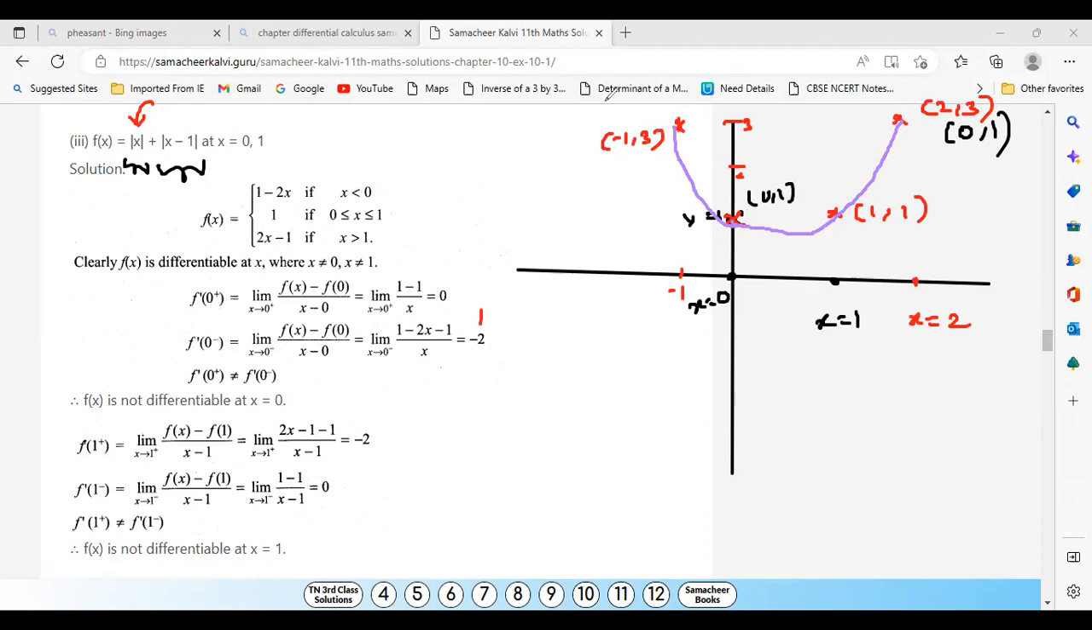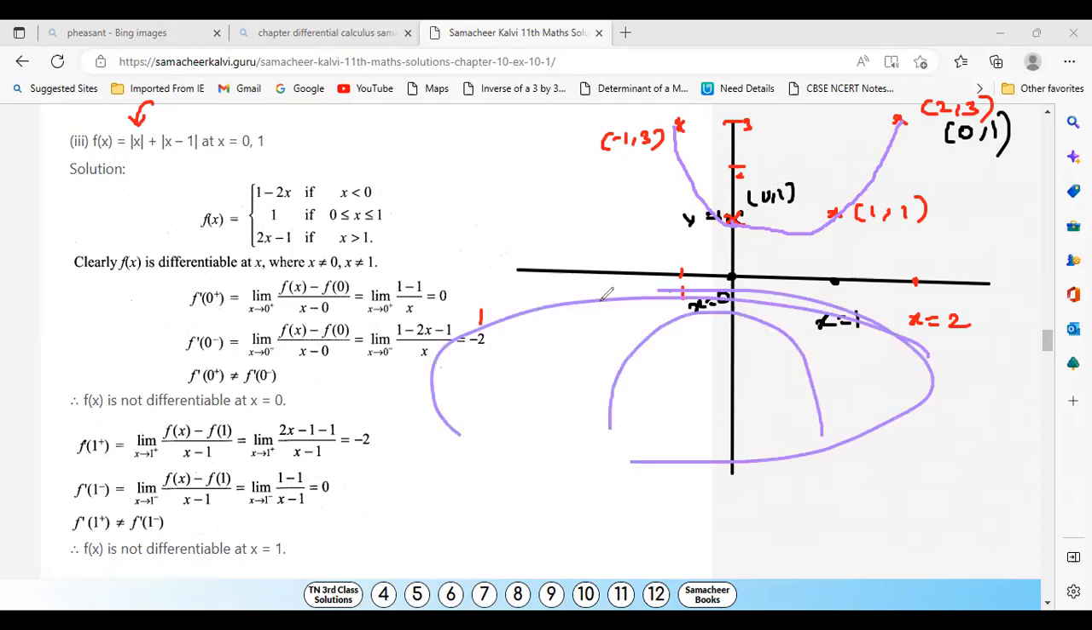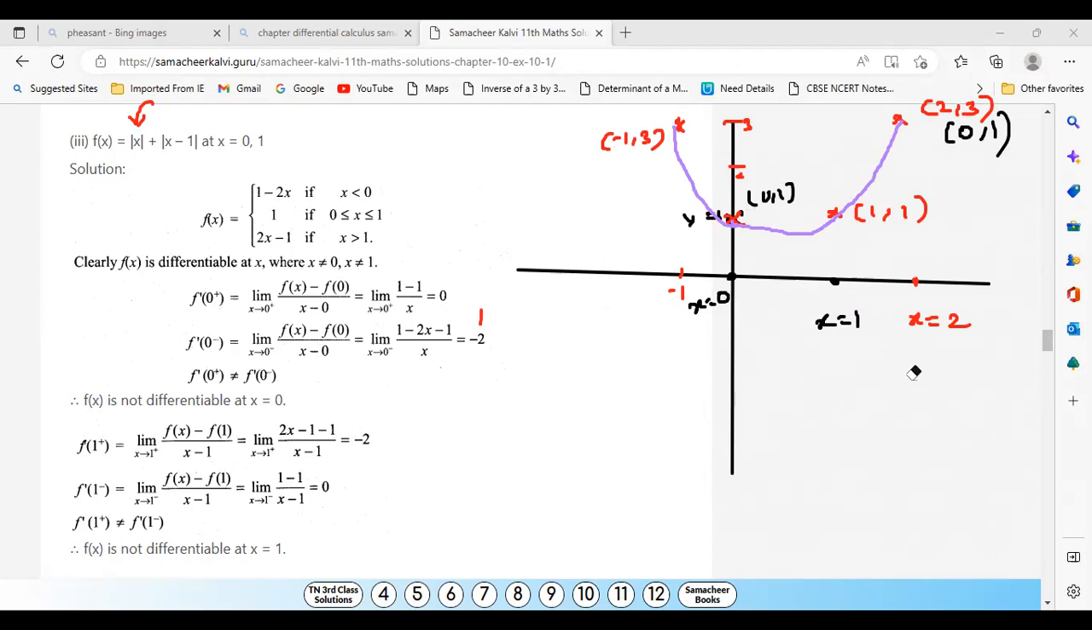So if you look at the curve, I don't have any graph which is downward. I don't have any graph that lies in the third quadrant or fourth quadrant. I only have graph in the first quadrant and second quadrant. Do you understand the graph? Yes, ma'am.